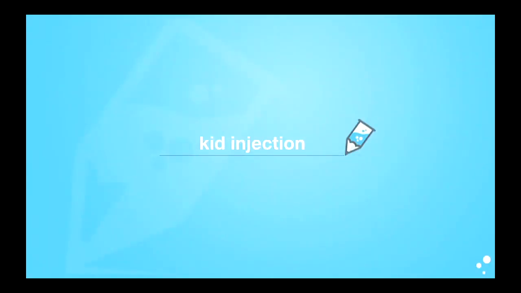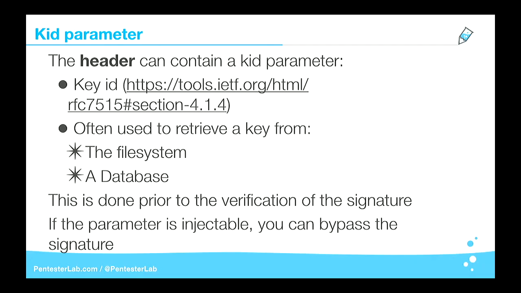OK, so key ID injection. As part of the header, you can have a reference to a key. It's named key ID. It's a reference to a key. So what people do is they can put, for example, the key ID as a file name or a value in a database or something like that. And when you get a token, you base64 decode it, you JSON parse it, and then you take the key ID, and you use the key ID to retrieve the key.